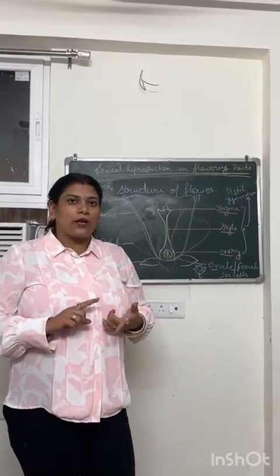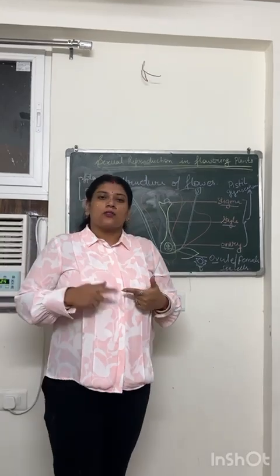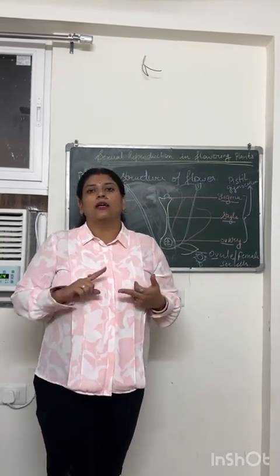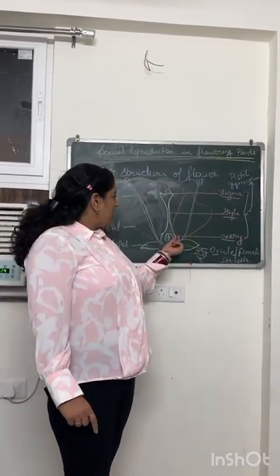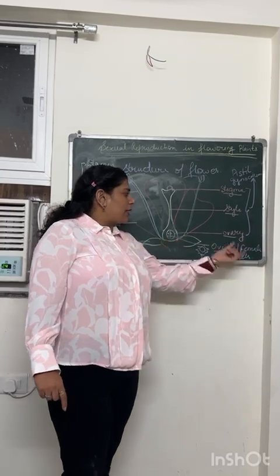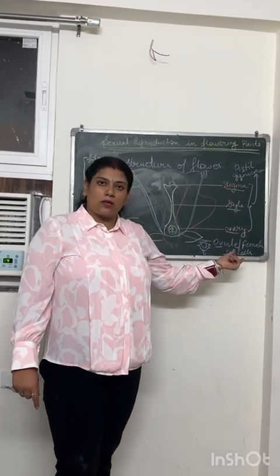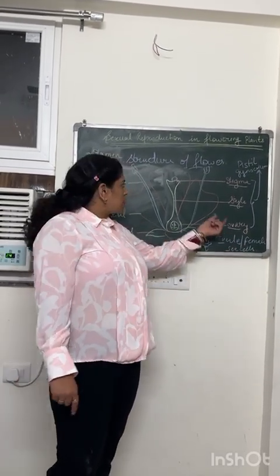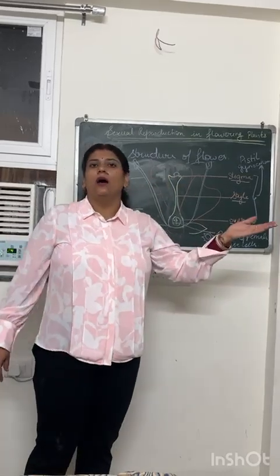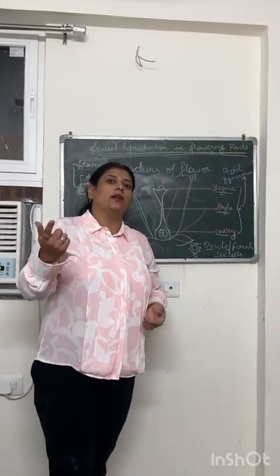So till here we have done only the structure of flower. Next lecture we will discuss gametogenesis, how these ovules turn into gametes like megasporogenesis, and how these pollen grains turn to microsporogenesis. We will do it in the next lecture.